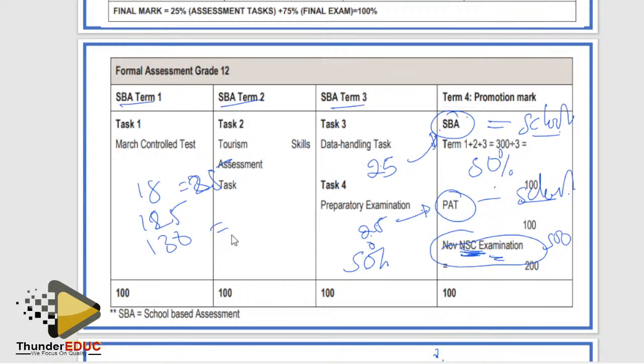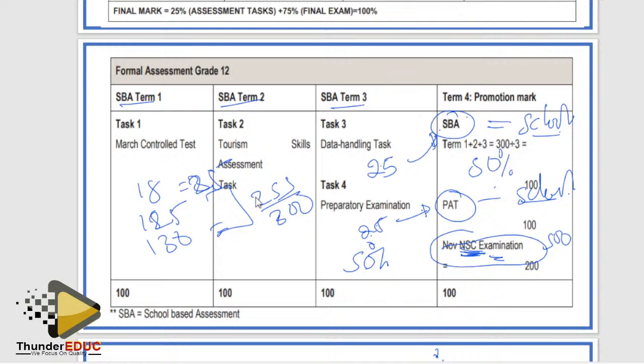Automatically, this one is gonna be 130 divided by 150, because the paper is out of 150. Let's just add them together so that I don't waste too much time. 125 plus 130, the answer is 255. So this is 255 divided by 300.